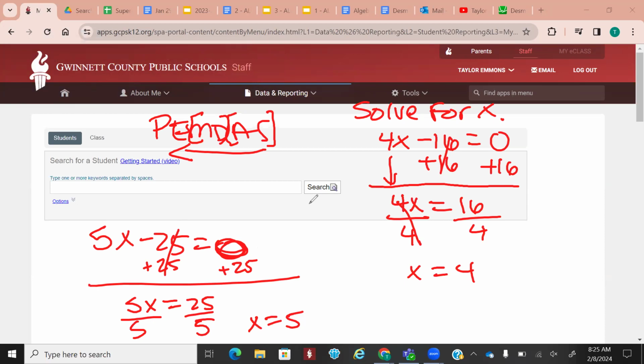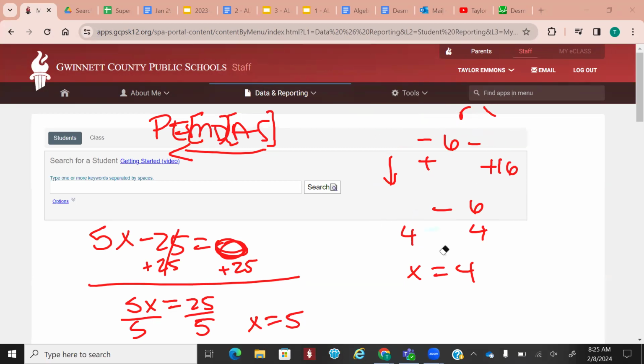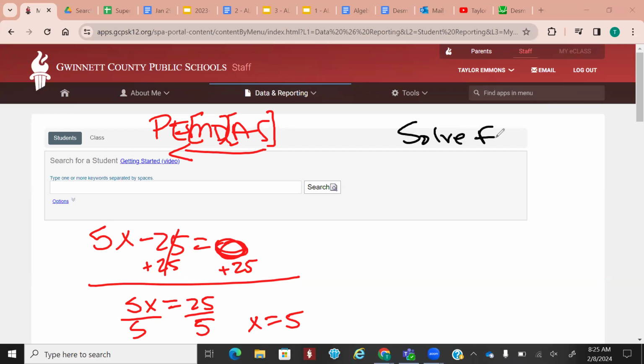Now I'm going to throw some negatives at you and a little bit of fractions. So let's do that one. Okay. Let me get a different color. I hate this red on here. Okay. So if I solve for x, and I have something like -2x plus 32. Okay, because I know negatives kind of trip us up a little bit.